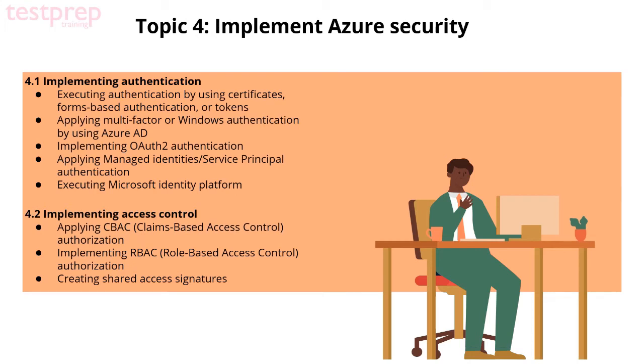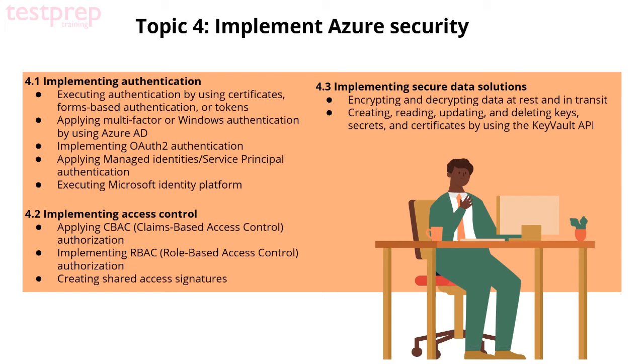Implementing RBAC, role-based access control, authorization. Creating shared access signatures. Third, implementing secure data solutions. Encrypting and decrypting data at rest and in transit. Creating, reading, updating, and deleting keys, secrets, and certificates by using the Key Vault API.